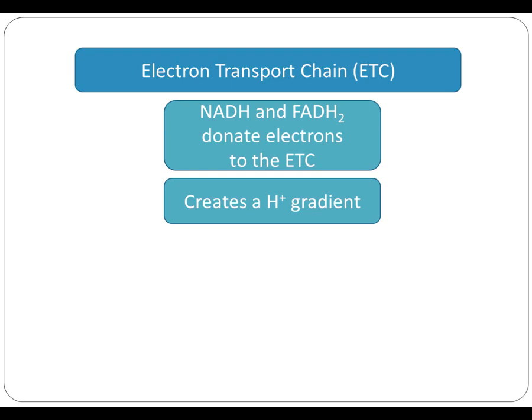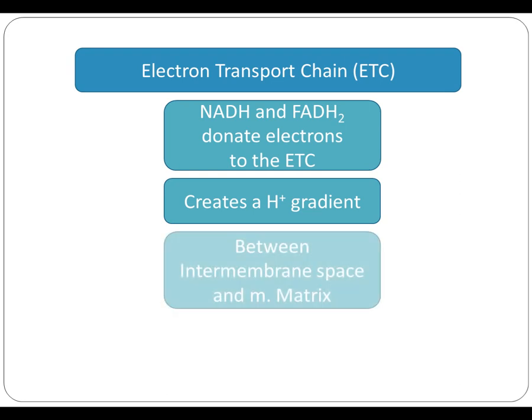Okay? And the directionality of the gradient is important for us to understand. The gradient is established so that hydrogen ions are in greater concentration in the intermembrane space. Now remember where that is? I-N-T-E-R, the spelling is important, intermembrane space. Okay, they're greater in the intermembrane space and lesser in the mitochondrial matrix.